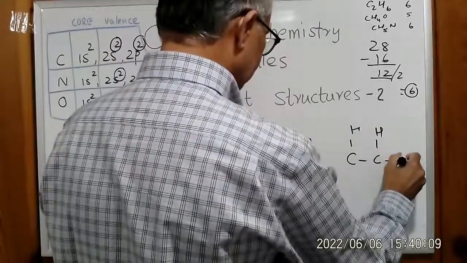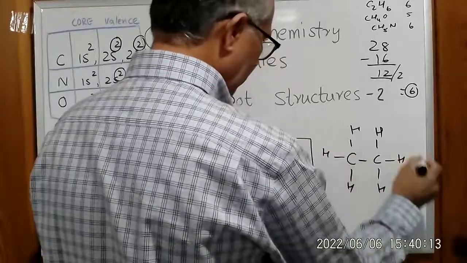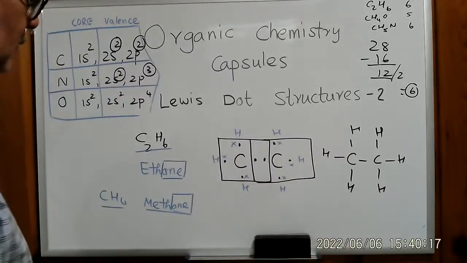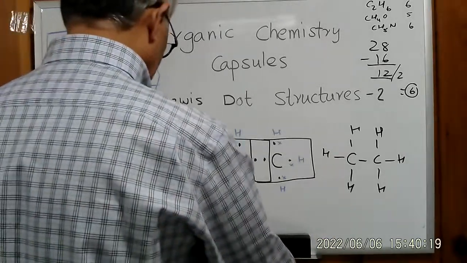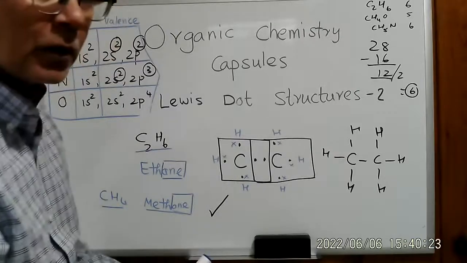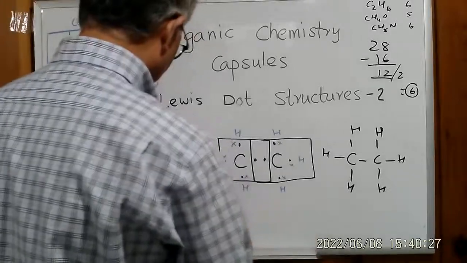So this is how we write them, C2H6. So this is good. This is done. So we'll do one more, and then you work on the remaining one.